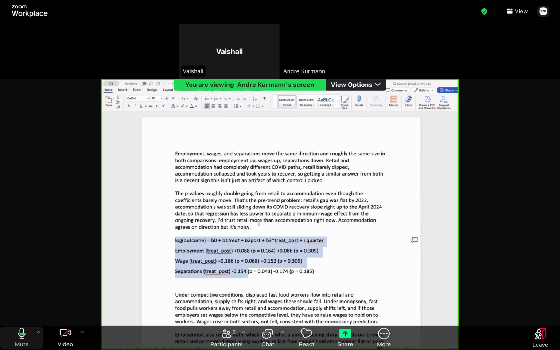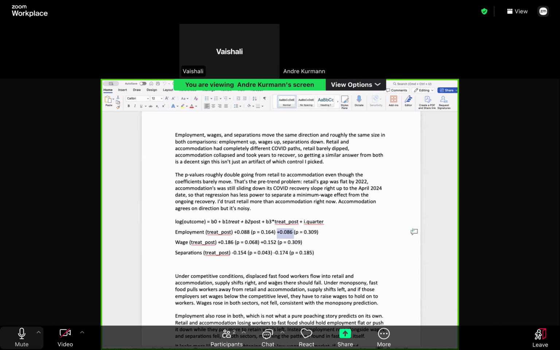No, but the numbers here are, there's just one set of numbers. You don't have two sets of numbers. Or is that the plus 0.88? What is that? And is that the beta 3 for retail and the other one is for accommodations? Okay, I think you need to be clear about these things, right? Okay. Yeah. Okay, so you ran this regression separately.